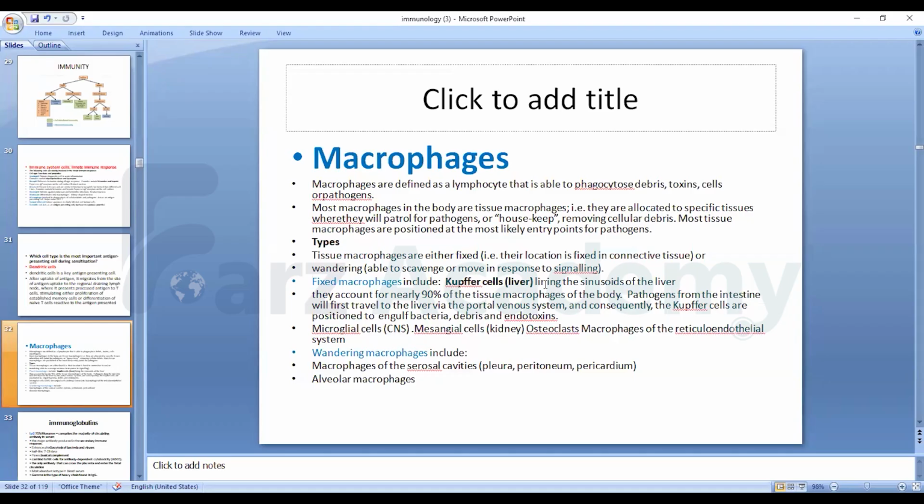So what are the types of fixed macrophages? These are the Kupffer cells, which are in the liver lining the sinusoids of the liver. They account for nearly 90% of the tissue macrophages of the body. Pathogens from the intestine will first travel to the liver by the portal venous system, and consequently the Kupffer cells are positioned to engulf the bacteria, debris and endotoxins. Microglial cells are in the CNS, mesangial cells are in the kidney, and there are osteoclasts, macrophages of the reticuloendothelial system. So what are the wandering macrophages? Macrophages of the serosal cavities such as pleura, peritoneum, pericardium, and alveolar macrophages of the lungs.